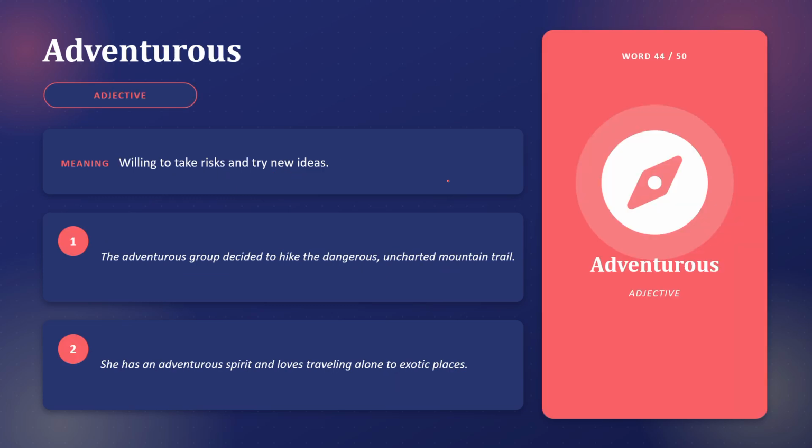Next, adventurous, meaning willing to take risk and try new ideas is adventurous. The adventurous group decided to hike the dangerous, uncharted mountain trails. Second, she has an adventurous spirit and loves traveling alone to exotic places. Exotic means that which is pleasurable.